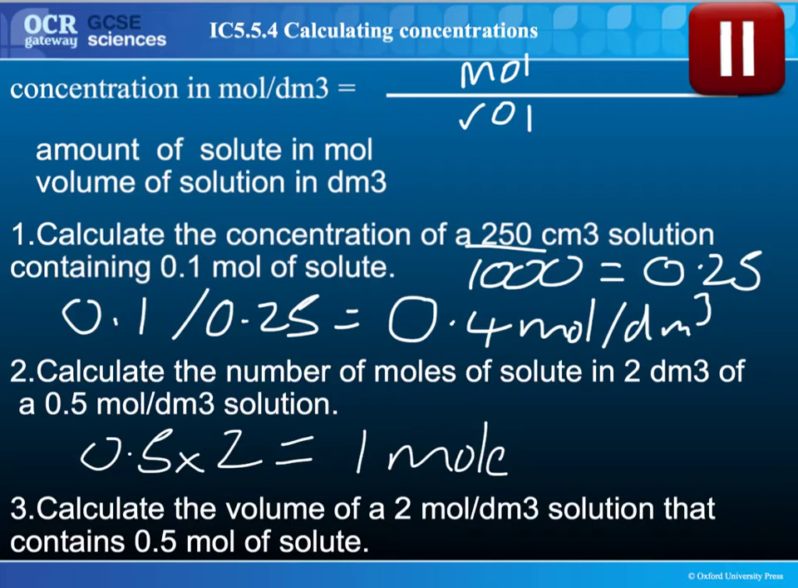And in the final question, calculating the volume of a 2 mol solution that contains 0.5 moles, you need to do the number of moles, 0.5, divided by the concentration 2, to give you 4 litres or 4 dm3 of solution.